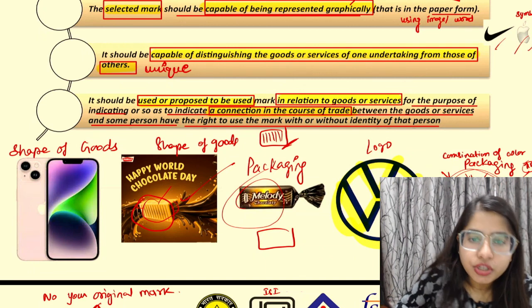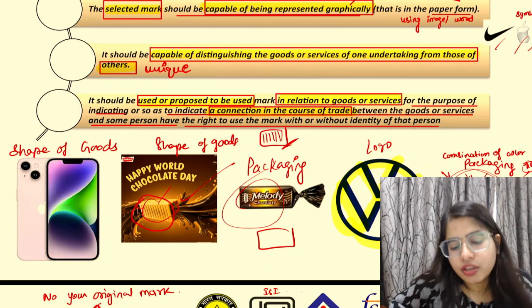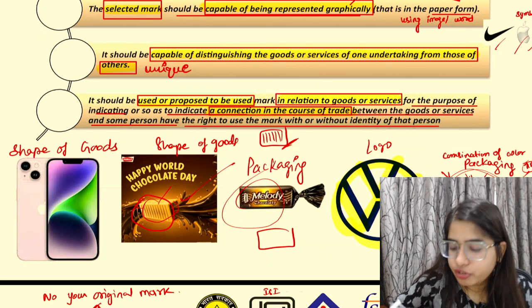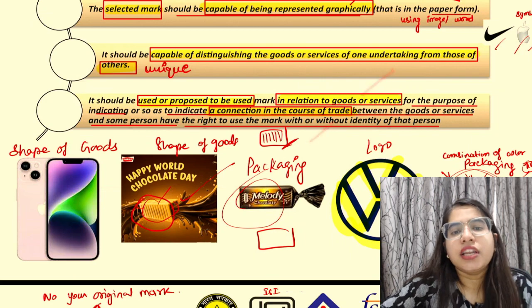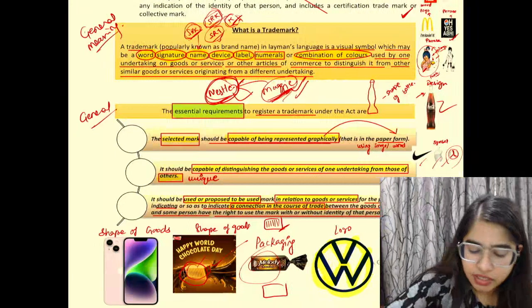You are proposing to use that trademark in relation to your business, not for your personal use. Are you understanding? You are proposing to use that mark or trademark in relation to goods and service which is connected to the course of trade, meaning which is connected to your business. I hope everyone is crystal clear with this.